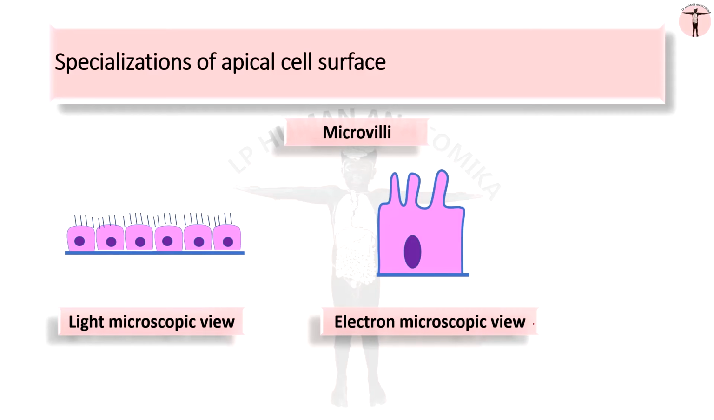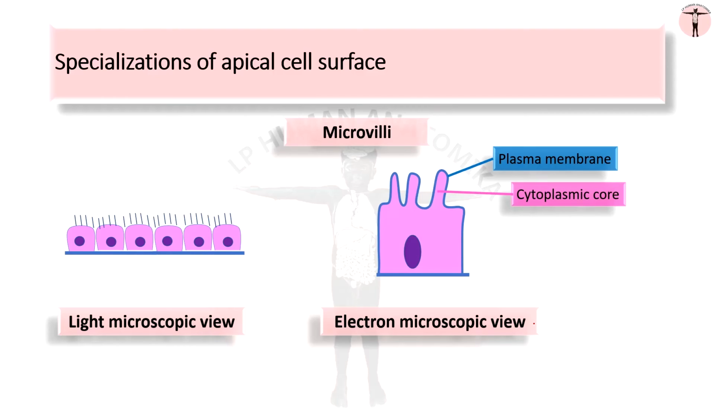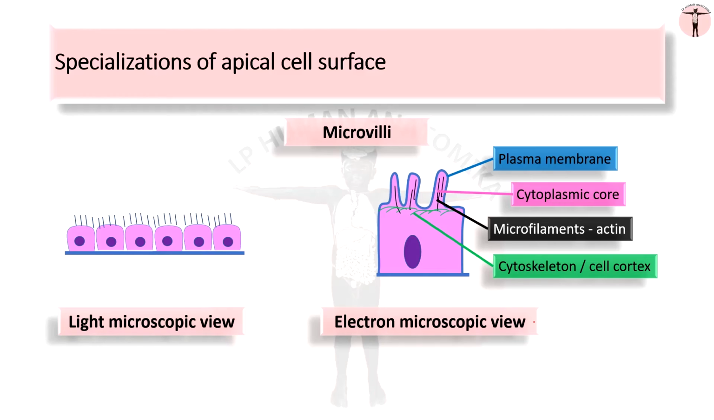In the electron microscopic view, each microvillus consists of an outer covering of plasma membrane and a cytoplasmic core in which there are numerous microfilaments called actin filaments. The filaments are continuous with actin filaments of the cell cortex, which are called the cytoskeleton. So the actin filaments are attached to the cytoskeleton at the periphery of the cell. Numerous enzymes and glycoproteins concerned with absorption have been located in microvilli. Remember, this can be seen in the small intestine.